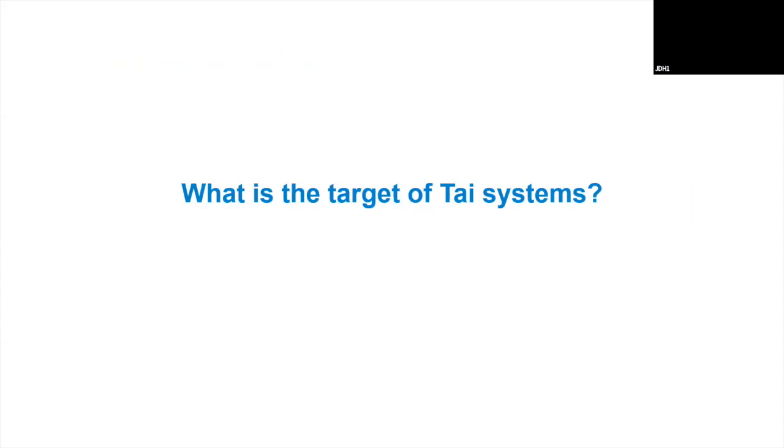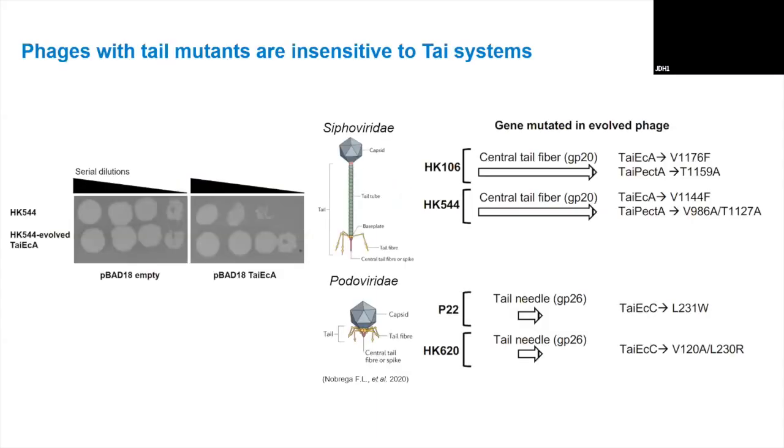And now the next question is, what is the target of this system? So we did evolution experiments. Basically, we use the phages to infect the host with the presence of these systems and pick the surviving phages, infect again, and again, until we find some insensitive phages. Here's an example: before the evolution, Thoeris ECA can block HK544. After evolution, the blocking disappeared.